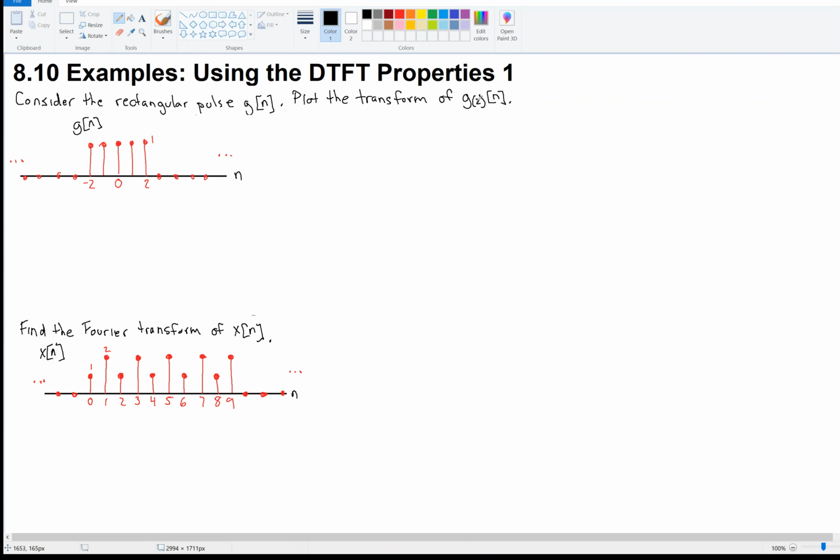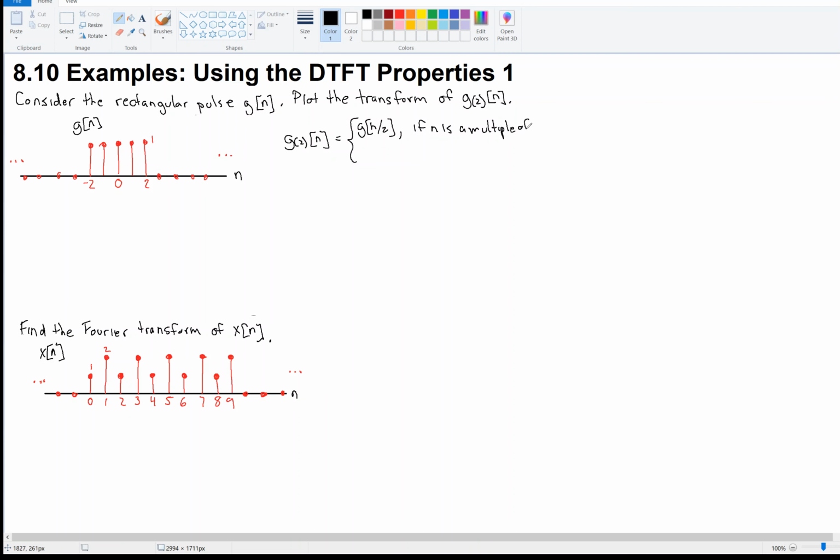This was the notation that we were using for time expansion. So let me just remind you with what that is. And the mathematical definition of that was this. G2 of n was g of n over 2 if n is a multiple of 2.